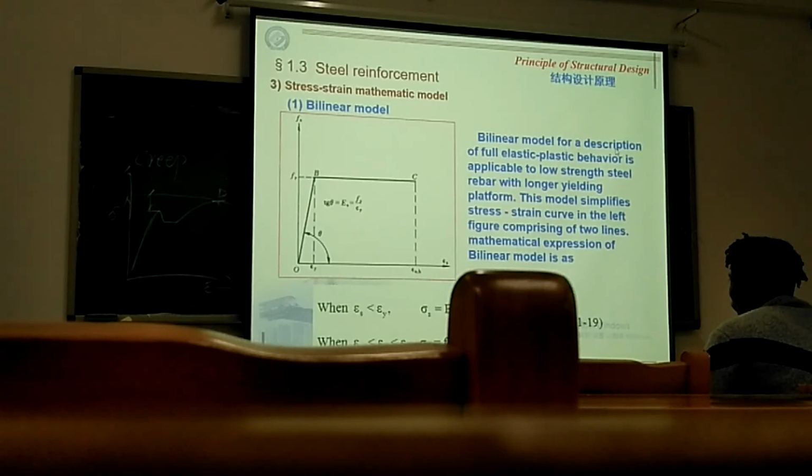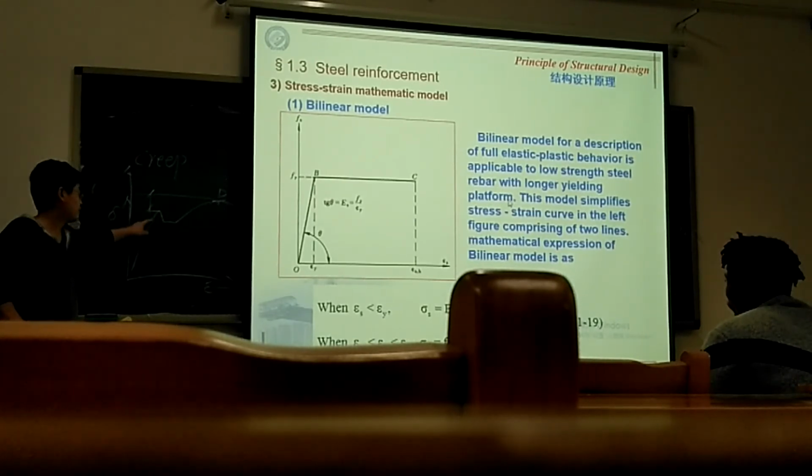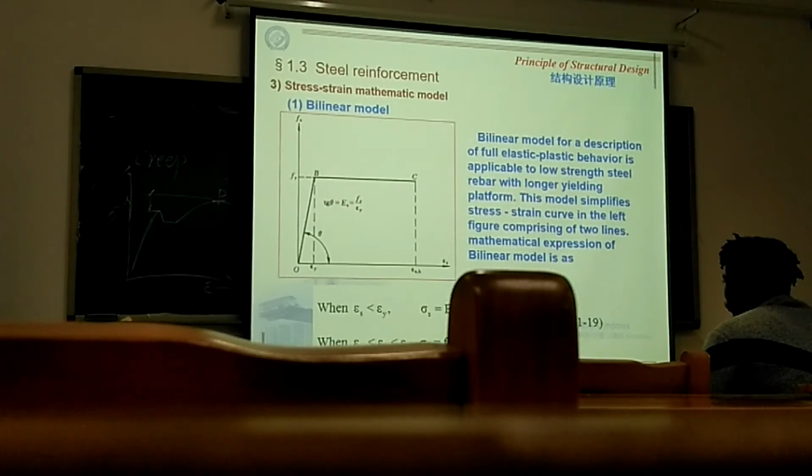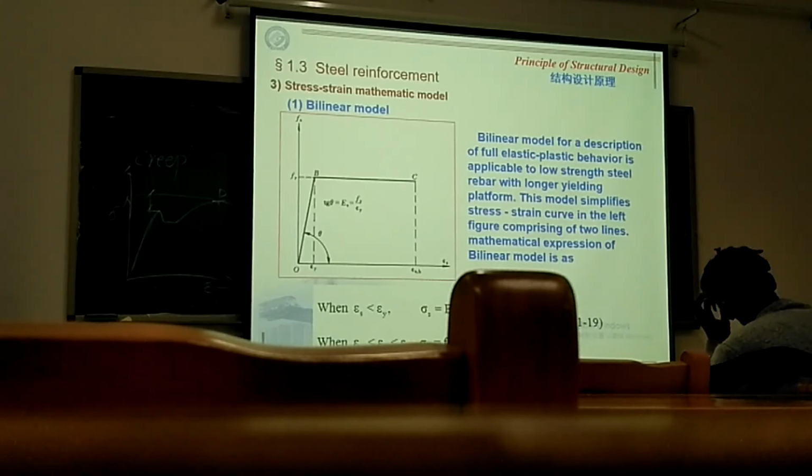Applying the model for the description of the ideal elastic-plastic material is applicable to the low strength steel with a long yielding platform. So this yielding platform. This model simplifies the stress-strain curve in this figure. Comparison of the two lines mathematically expressed like this. It's a very simple model.